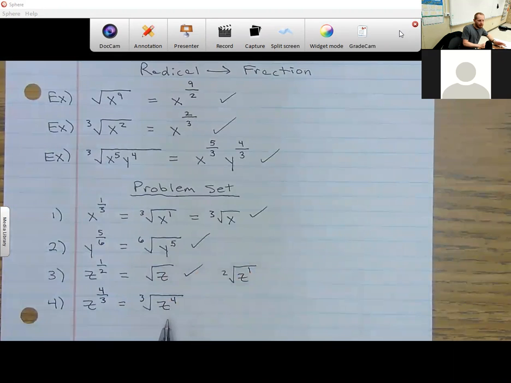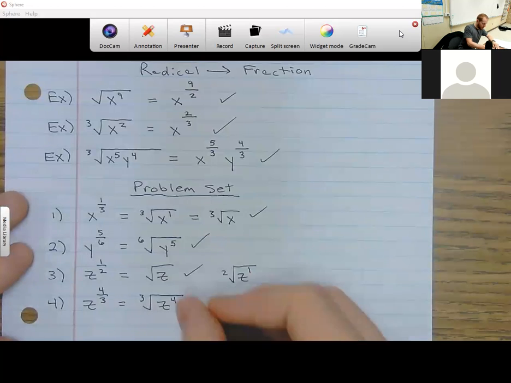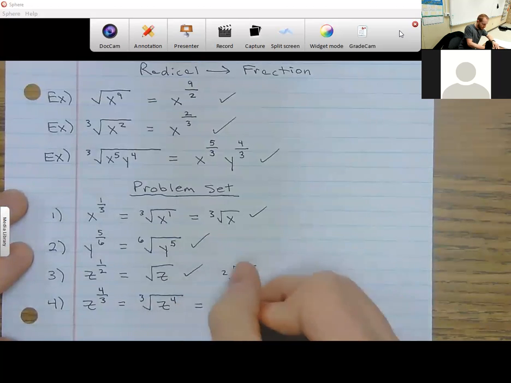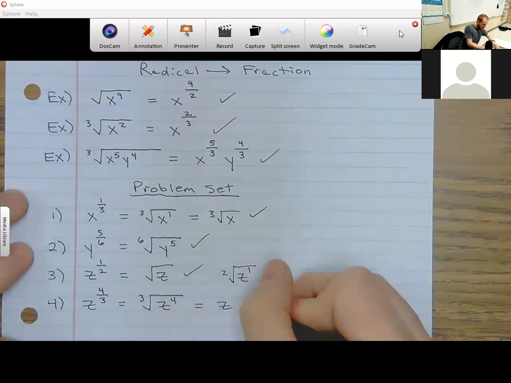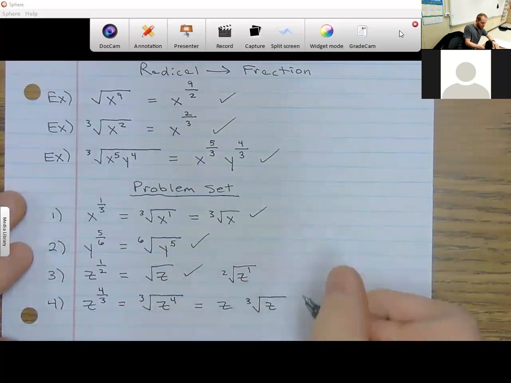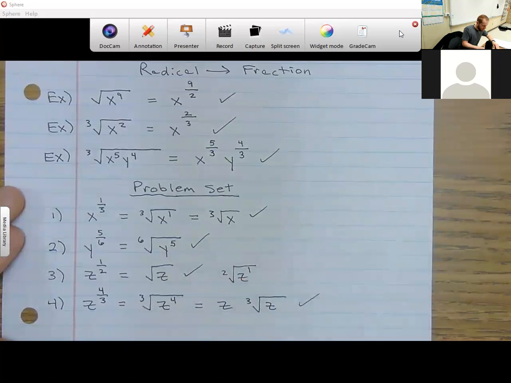How many z's do I have under the radical? I have 4 z's under the radical, right? So how many times can 3 go into 4 without spilling over? Just once, right? So I can take out one of the z's, but since I have that remainder of 1, that means that one of the z's has to stay under the radical. So I've got z times the cube root of z.